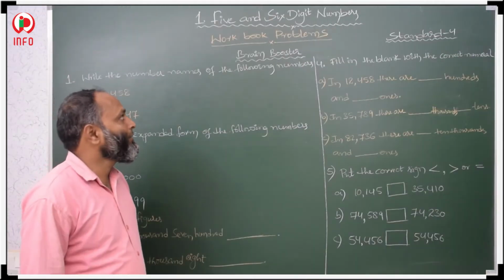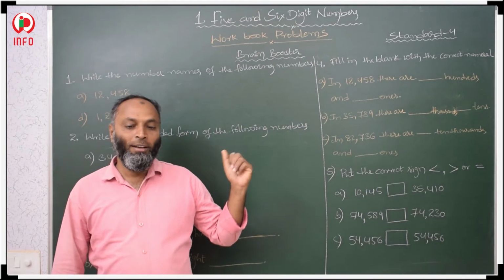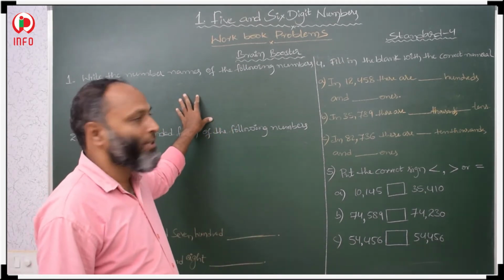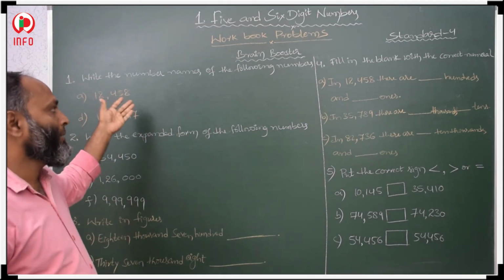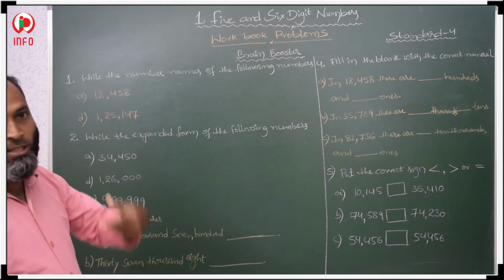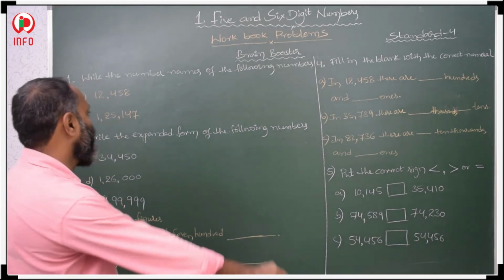Okay? Now, brain booster. In this brain booster, whatever we did from the workbooks, again we recapitulate. Again see here. Some questions are given, so write the number names. I am going to do 2 questions, A and D. The remaining questions are for your homework, home assignment purpose.